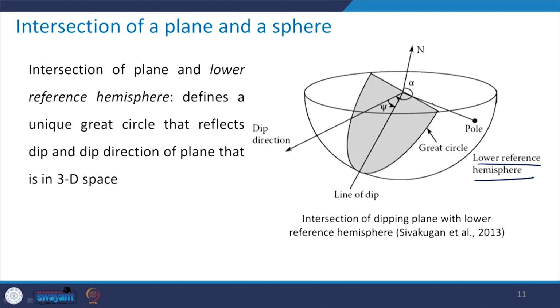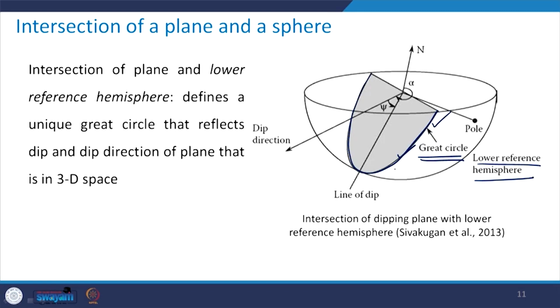This is the plane of the intersection. So, how to define this? This is defined by this unique great circle, and since we are taking only the lower portion of the reference hemisphere, the remaining half lying in the upper reference hemisphere we are not going to consider. So, focus here. This defines a unique great circle which represents the intersection of the plane with the sphere, and it will be reflected by the dip and dip direction of that plane in 3D space.